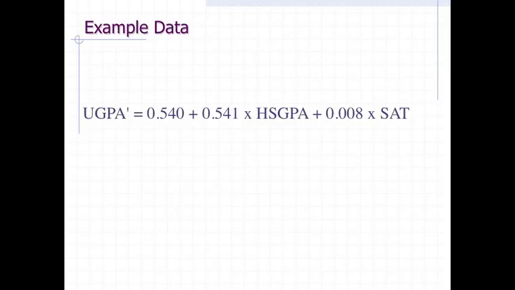For these data, the best prediction equation is shown here. University GPA equals 0.54 plus 0.541 times the high school GPA plus 0.008 times SAT. In other words, to compute the predictions of the university GPA, you add up A, 0.54, B, their high school GPA multiplied by 0.541, and their SAT multiplied by 0.008.